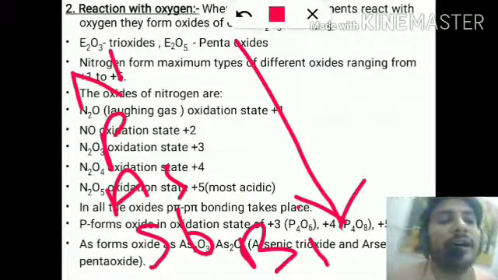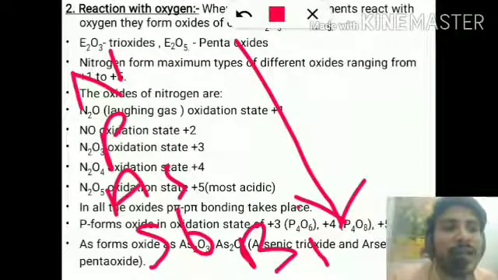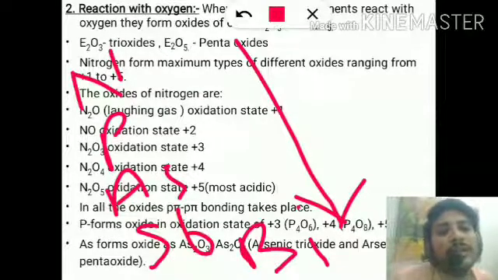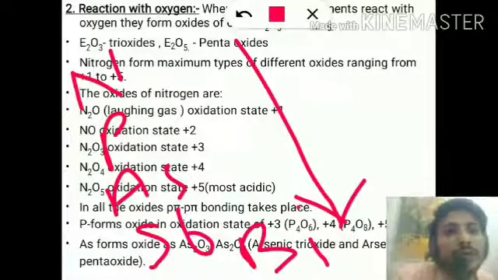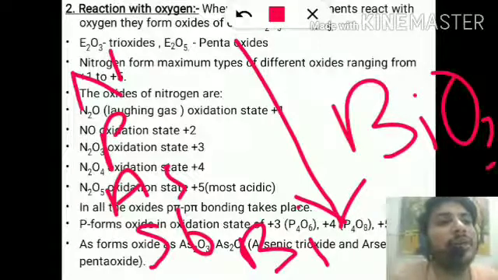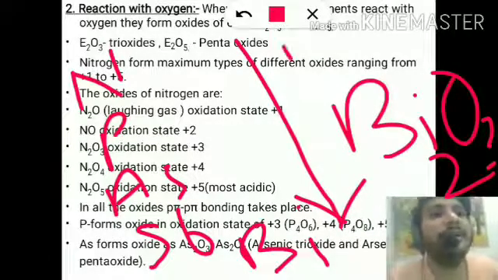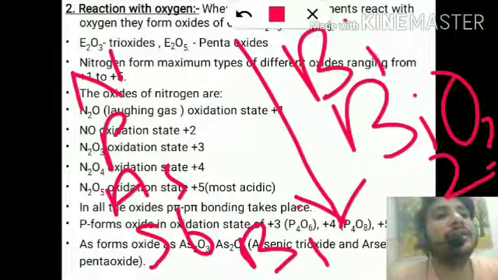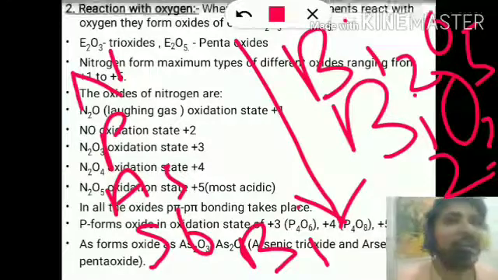That's why the last element shows the +3 oxidation state. So bismuth trioxide, Bi2O3, bismuth oxide is highly stable compared to bismuth pentoxide, because the +3 oxidation state is highly stable.